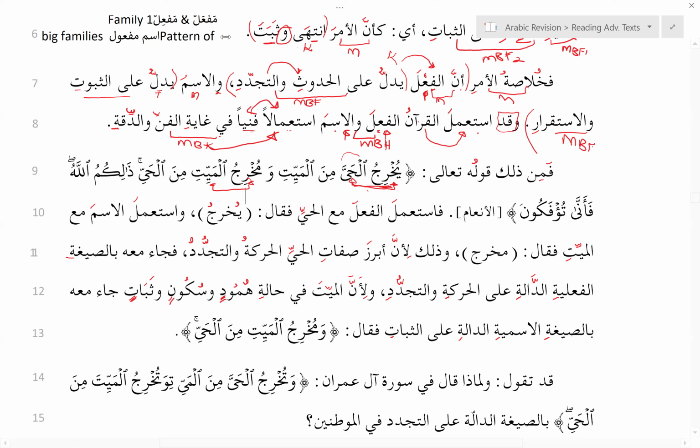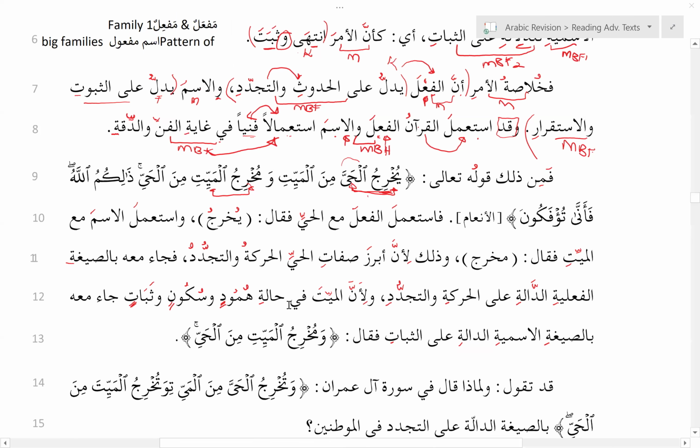So that's the gist of what Dr. Fadil is saying. Is أبرز تفضيل or verb? أبرز is تفضيل, اسم تفضيل. لأن أبرز صفات الحي, and that's why صفات will be here مجرور, because it is مضاف إليه. Yes, it is اسم تفضيل here. The most prominent.